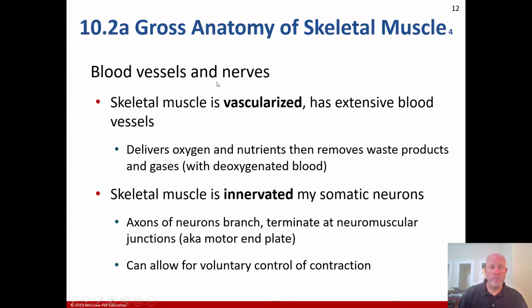Now, blood vessels and nerves. Skeletal muscle is vascularized. It has extensive blood vessels. It delivers oxygen and nutrients, then removes waste products and gases. Arteries deliver oxygen and nutrients, and then the veins move blood away, carrying the waste products and the gases. Skeletal muscles are innervated by somatic neurons, and these somatic neurons are axons of the neuron branch that terminate at the neuromuscular junctions, also known as the motor end plate, and that allows for voluntary control of contraction.